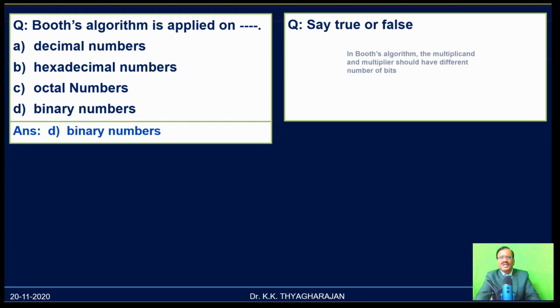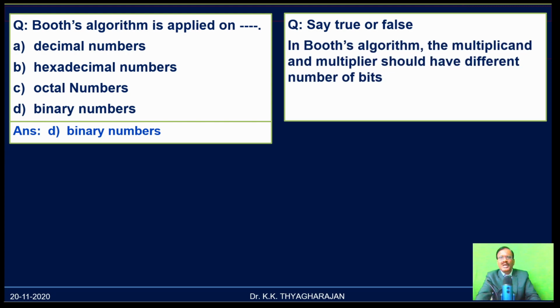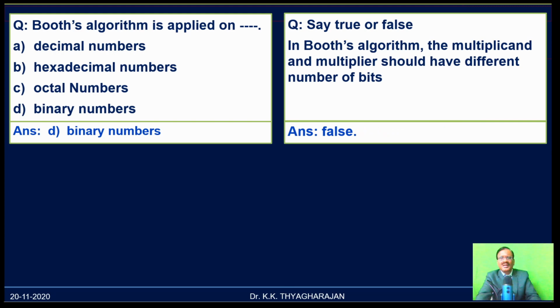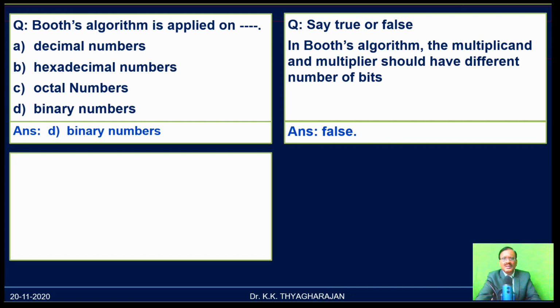Say true or false. In Booth's algorithm, the multiplicand and multiplier should have different number of bits. It is false. I have already told while giving the introduction for Booth's algorithm, both multiplicand and multiplier should have the same number of bits. If they don't have the same number of bits, you add leading zeros such that both have the same number of bits. Now let me see the next one.